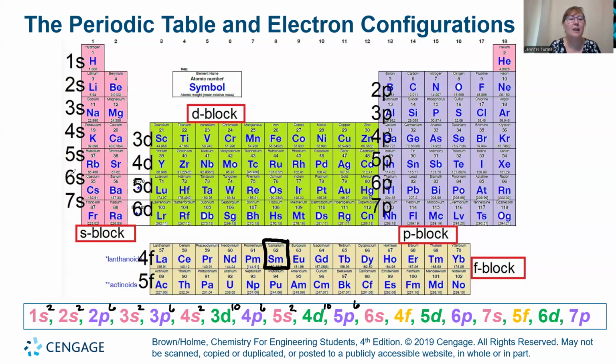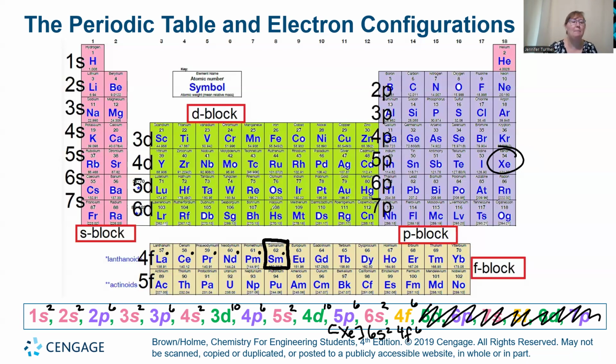5p6. Now we're down here finally in our row. Okay, we have 6s2, and then the next thing is 4f. 1, 2, 3, 4, 5, and 6. So that gives us 4f6, and we don't have any more. Now, again, we're from samarium here at 62. If we work our way backwards, xenon is our most recent noble gas at 5p6. Okay, so that gives us a noble gas configuration of xenon 6s2, 4f6.